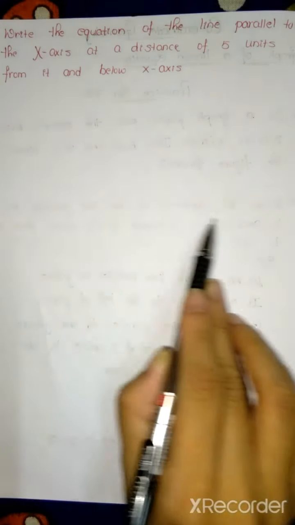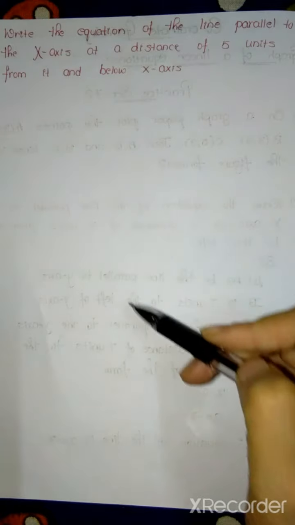So same as previous question. So here the line is parallel to the x-axis and the distance is 5 units from the x-axis, and that parallel line is below the x-axis. अगर ये x-axis है, it is above and it is below. So below x-axis है, so वो negative में आएगा. So write down the solution.